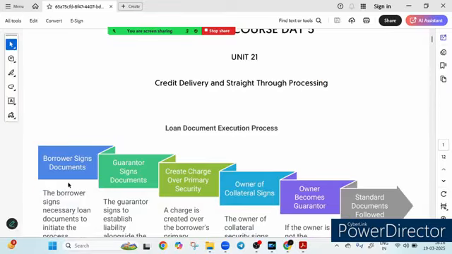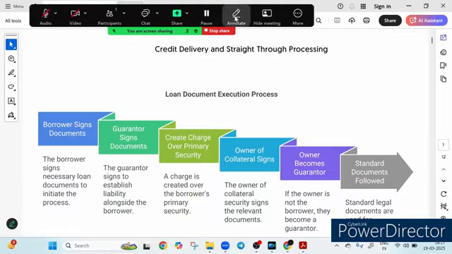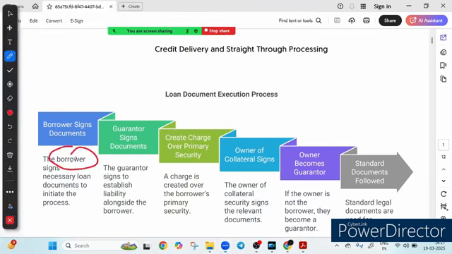So let's get started with today's topic, and everything is in pictorial format so that you can easily understand. So friends, now you can see, let's break down the loan document execution process step by step. First of all, it all starts with the borrower. The borrower signs the essential loan documents, which kick-starts the entire lending process.